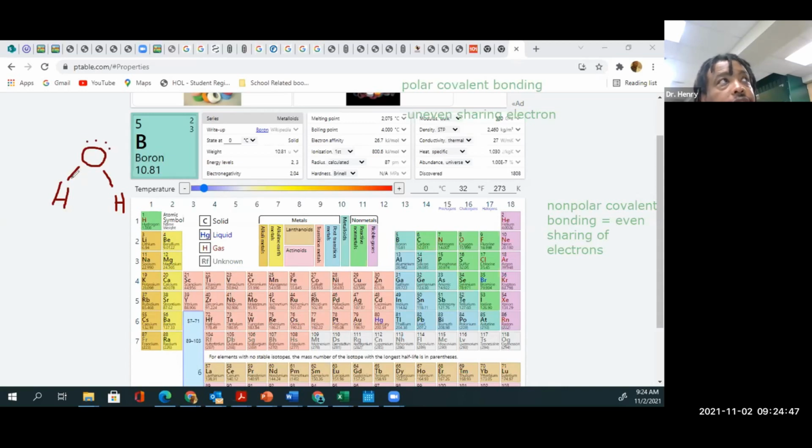And so this sharing is uneven. That basically means that the electron is going to spend more time around the oxygen than the hydrogen. So this guy, this represents delta. This means that oxygen is going to have what we call a partially negative charge, because you have the electron spending more time around the oxygen than around the hydrogen. And this guy is going to be partially positive.